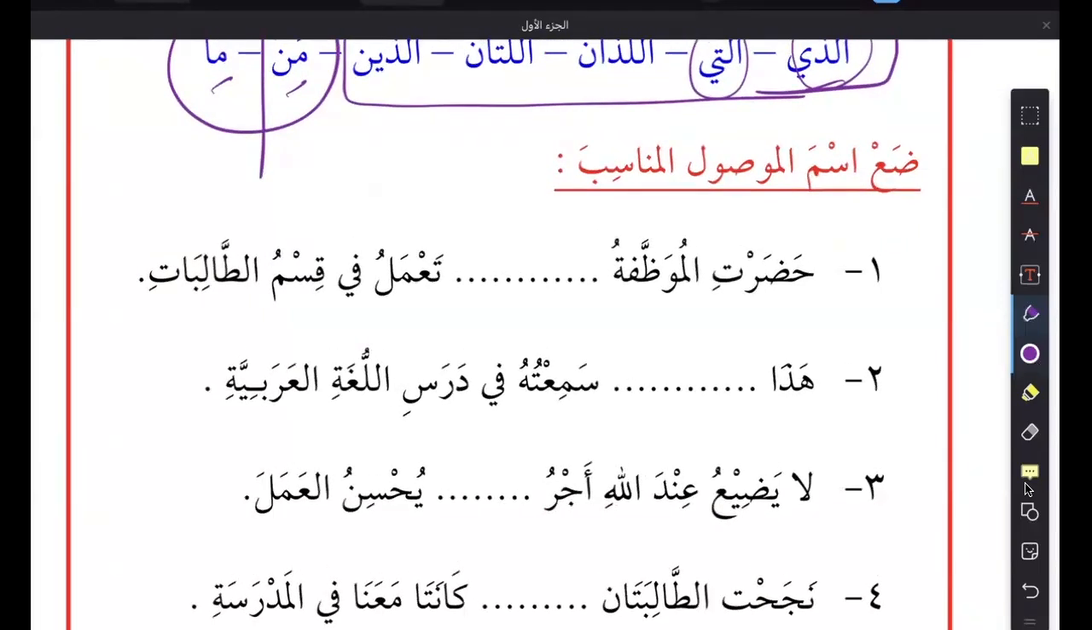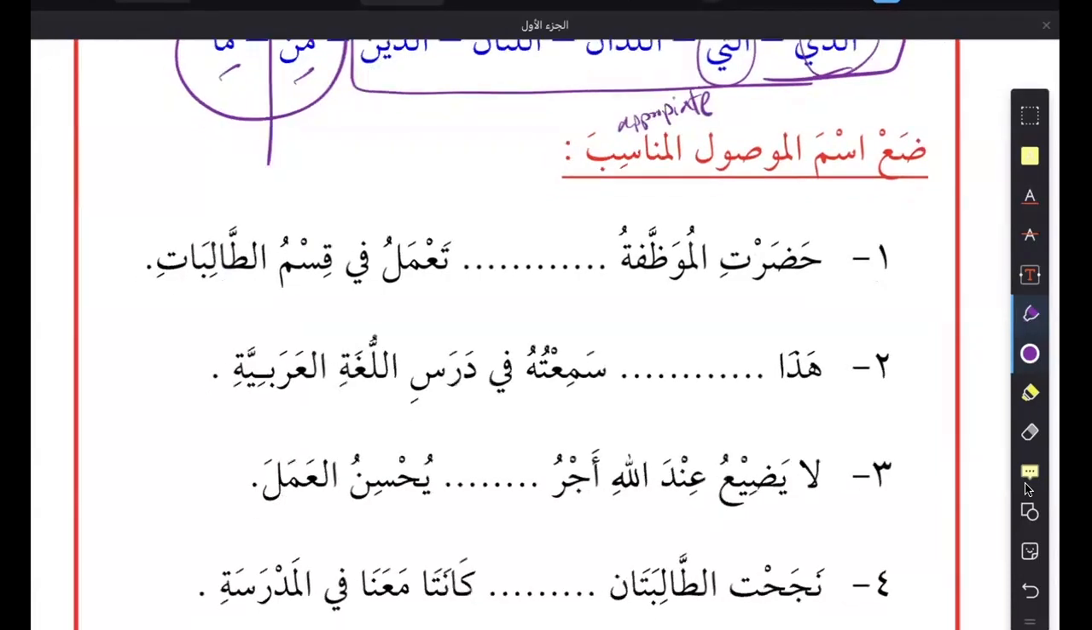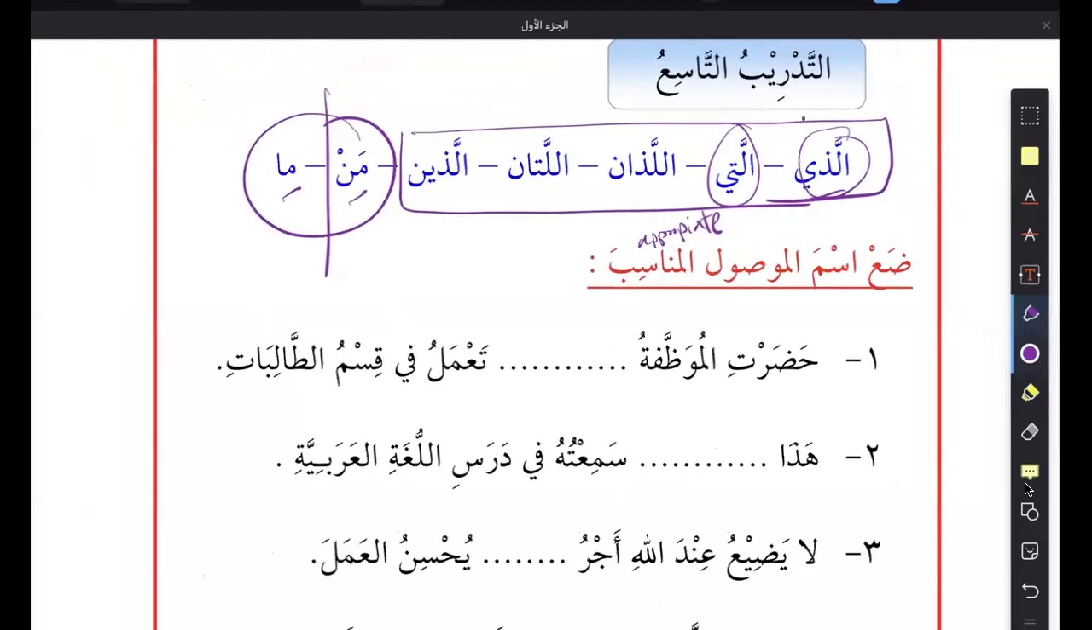It says ضع اسم الموصول المناسب. Put the appropriate اسم الموصول. So what I'll do is I'll just put number 1, 2, 3, 4, 5. You can tell me which one you want to put here. And from here, I'll just put alif and ba, or A or B. So for all of them, we'll choose one from here and one from here.